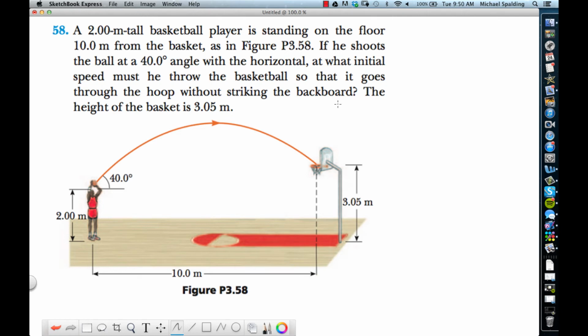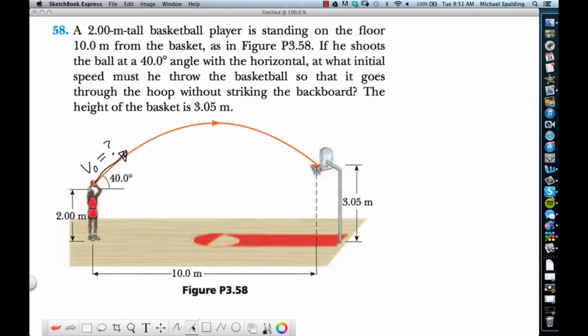Okay, so we got this basketball player. He is 2 meters tall, and he's standing 10 meters from the basket. He shoots the ball at a 40-degree angle. So the initial velocity of the ball is this way. V initial is at 40 degrees, and we don't know what it is. And what else do we have? The height of the basket is 3.05 meters.